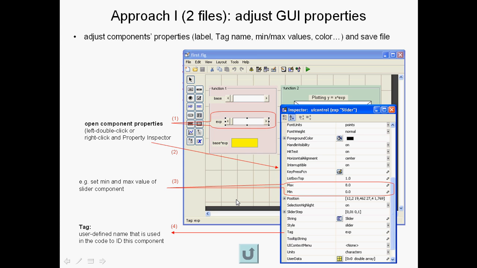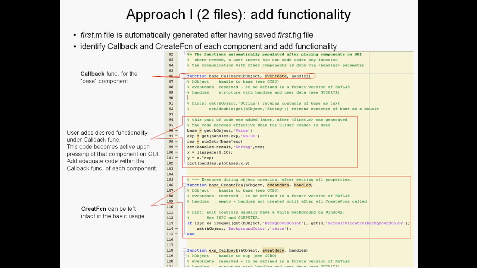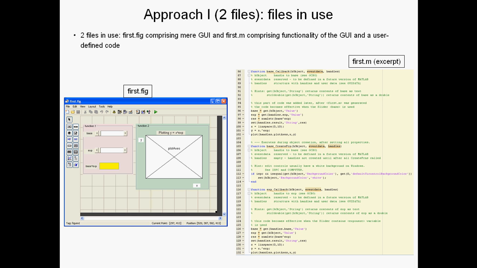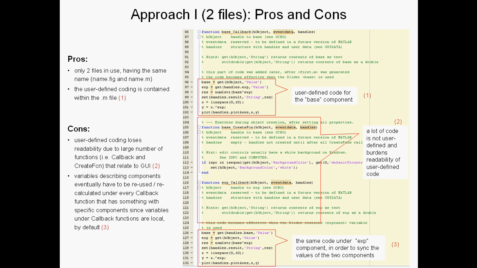Doing this, we ultimately end up with two files in use by this first approach. On the left, there is our GUI design under the first.fig name, and on the right we see part of the code within first.m. That pretty much concludes the first approach, and we can now discuss some advantages and drawbacks of the first approach.